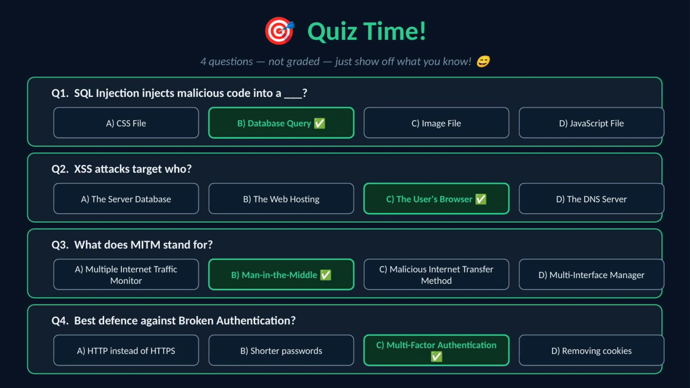Question 4. What is the best defense against broken authentication? A. Using HTTP instead of HTTPS. B. Shorter passwords for easier memory. C. Multi-factor authentication. D. Removing cookies. The correct answer is C. Multi-factor authentication. MFA adds an extra verification step, so even a stolen password is not enough for an attacker to get in. How many did you get right?